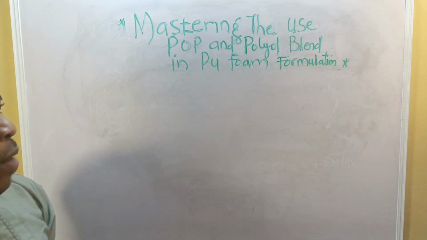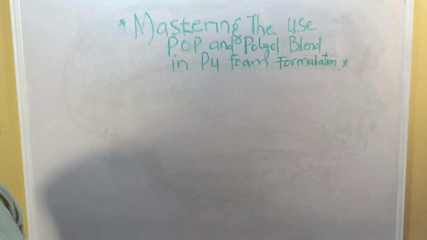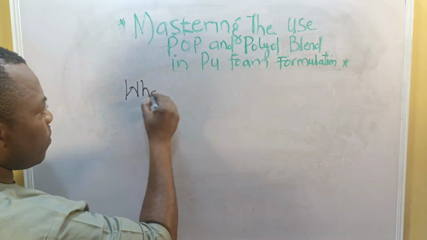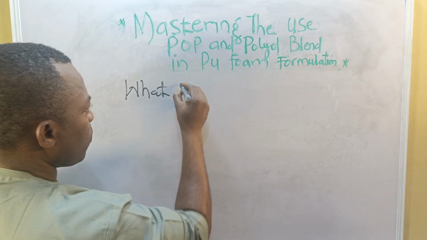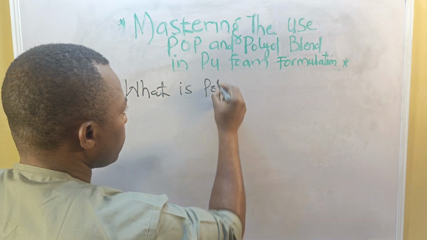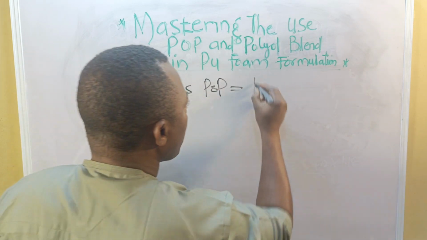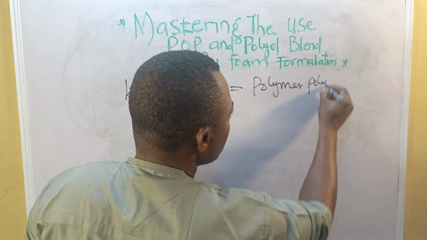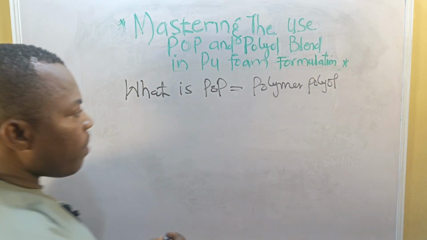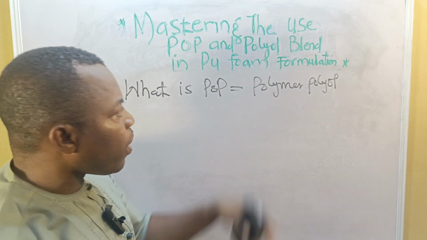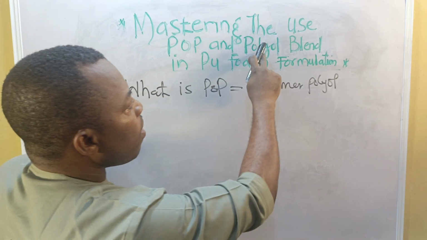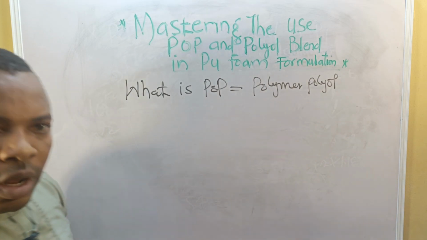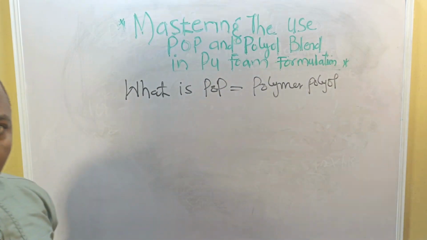But we also have POP. What does POP mean? What is POP? POP means polymer polyol. And you can ask, polyether polyol, are they not polyol? The answer is yes, they are polyol.